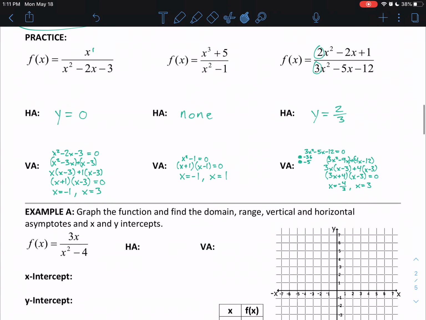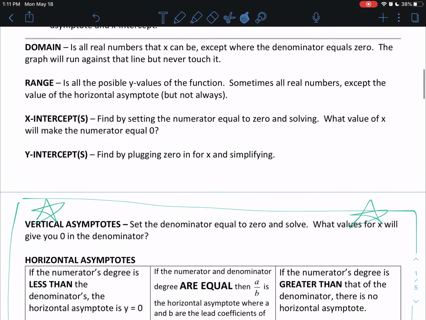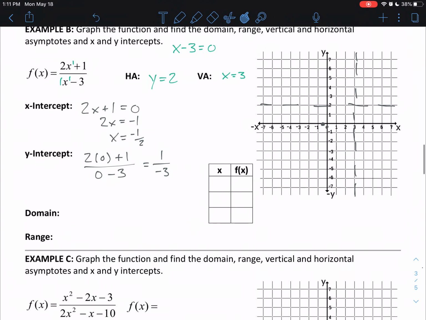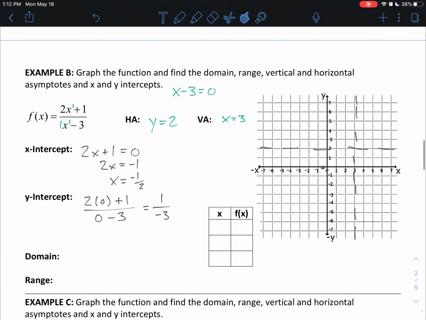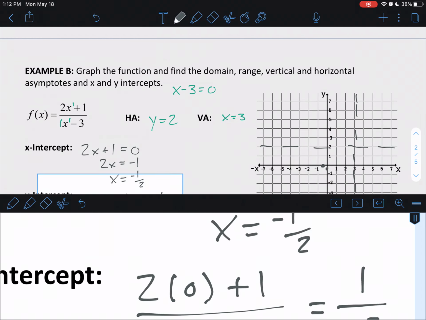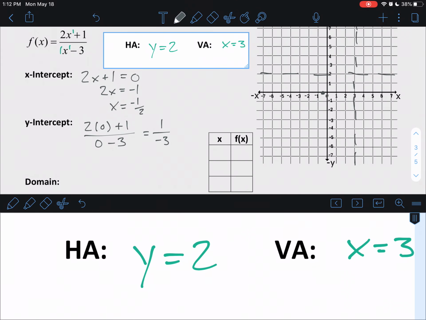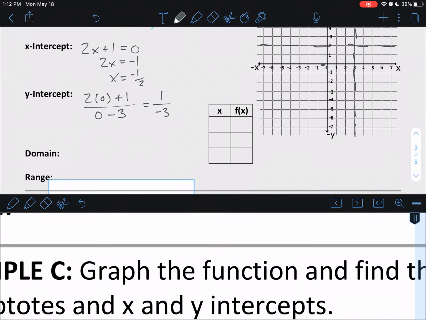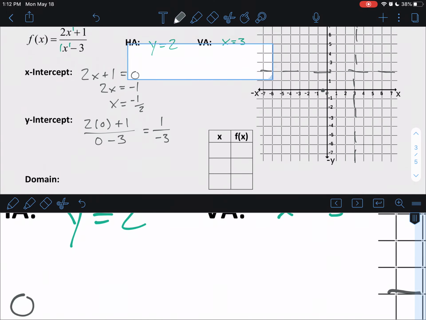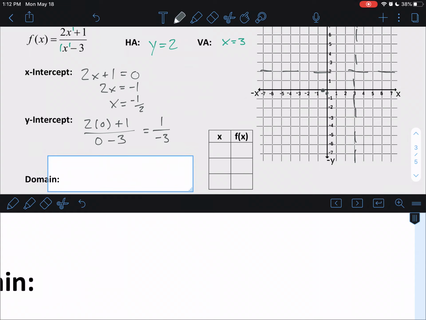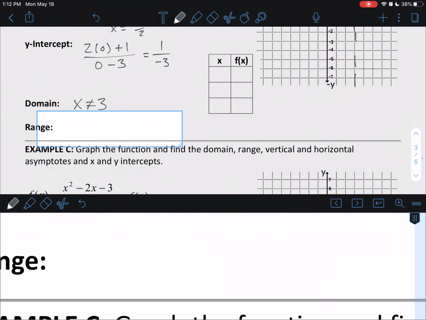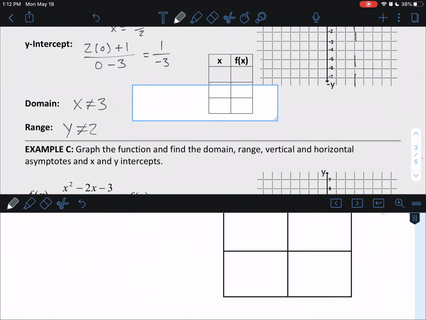Let's see. What advice did it have for finding, oh, it didn't. I was going to say, what did it have for finding the other additional points? So while I have this, I can identify my domain and my range. My vertical asymptote was x equals 3. That's the domain. So my domain is x doesn't equal 3 because there's an asymptote there. My range is going to be y doesn't equal 2 because there's an asymptote there. That's all I have to have for my domain and my range.